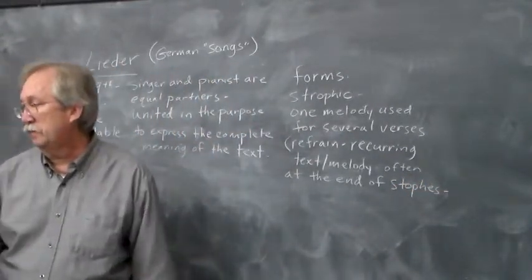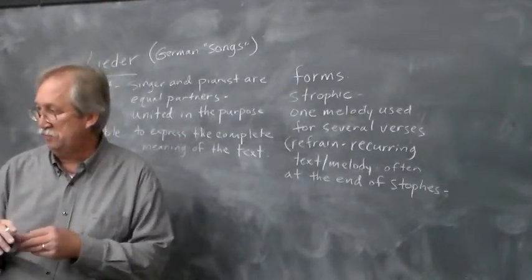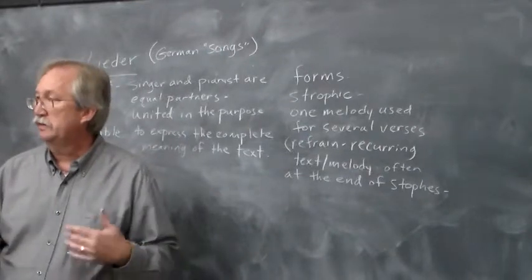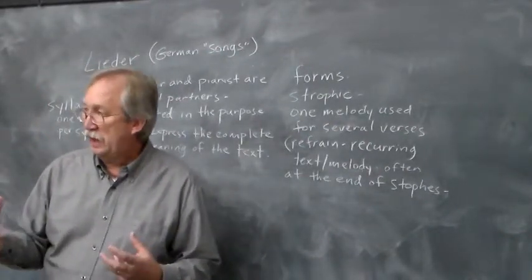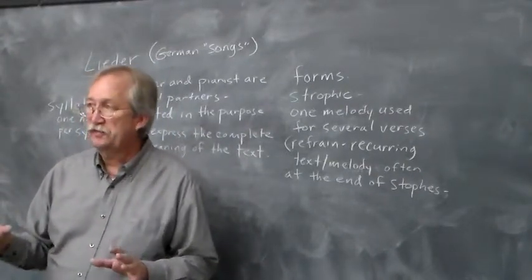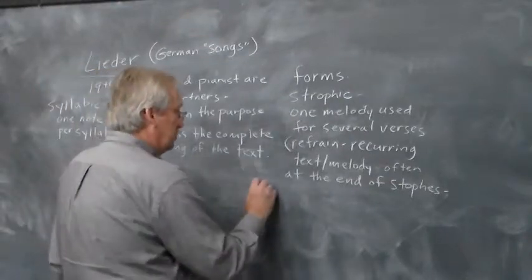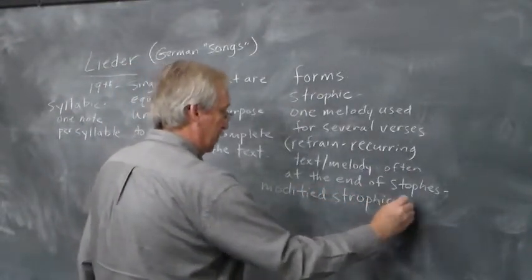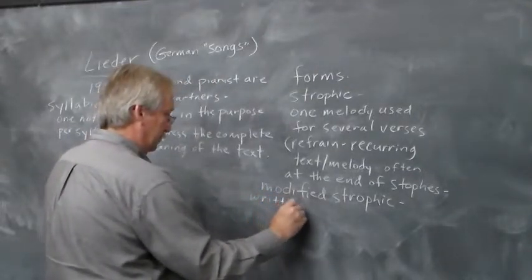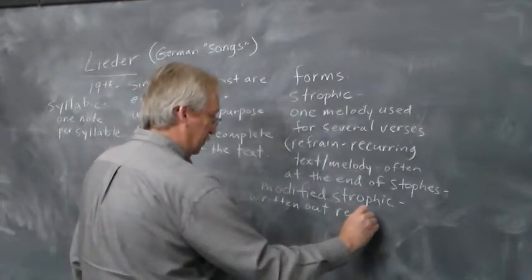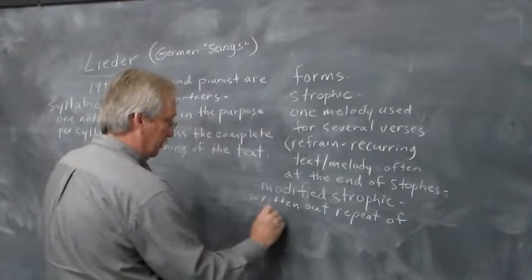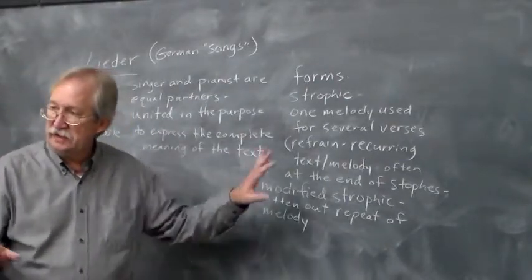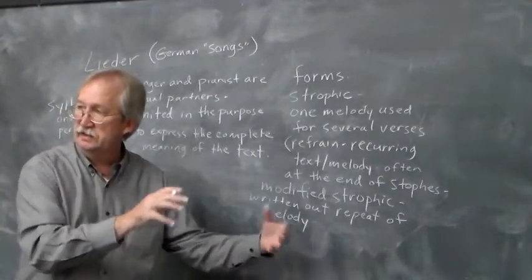Now, usually, the composer of 19th century German song won't use a setting that's like a hymn, but instead will write out the return, the restatement of the melody. And when that happens, it's usually changed a little bit, so the term modified strophic describes that particular type of situation. It'd be a written out repeat of the melody, but of course you'd have a different text. So that's the basic idea of strophic, that you have one melody that's then restated several times.